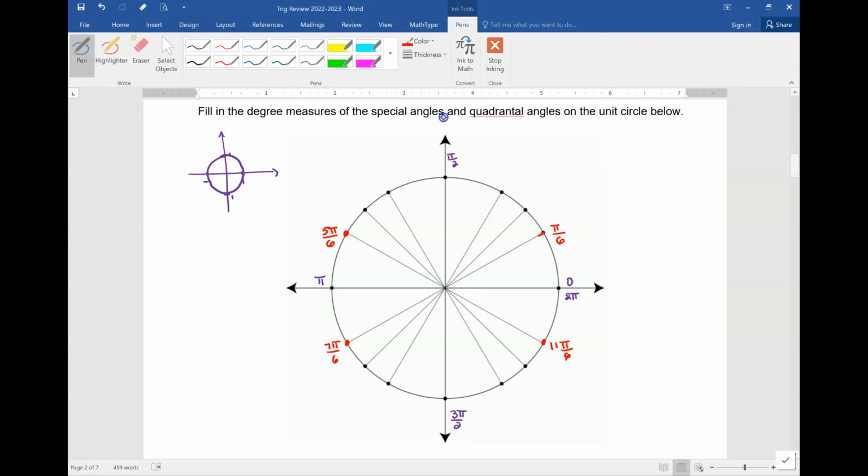Okay, so next, let's do the pi over 3, right? So those are these ones.